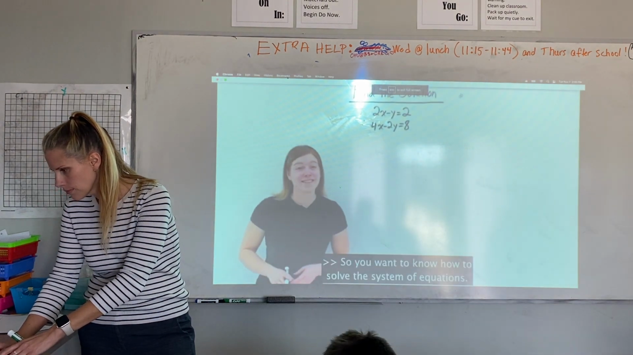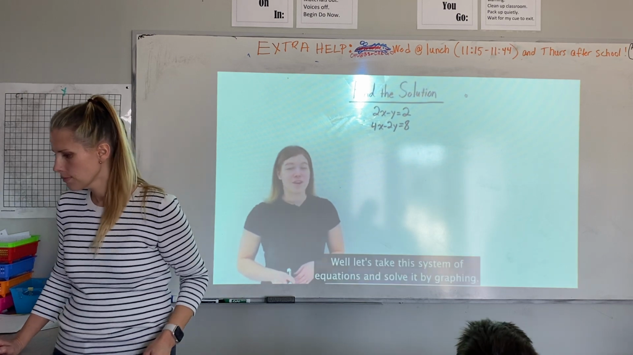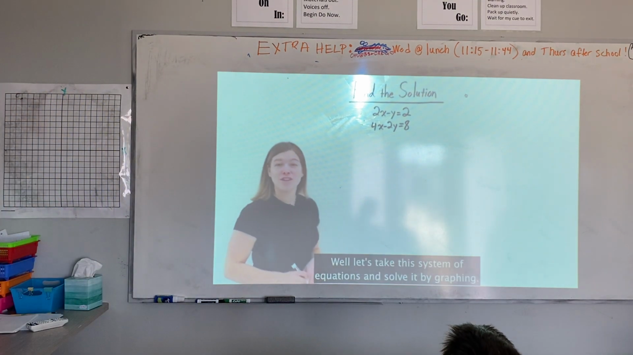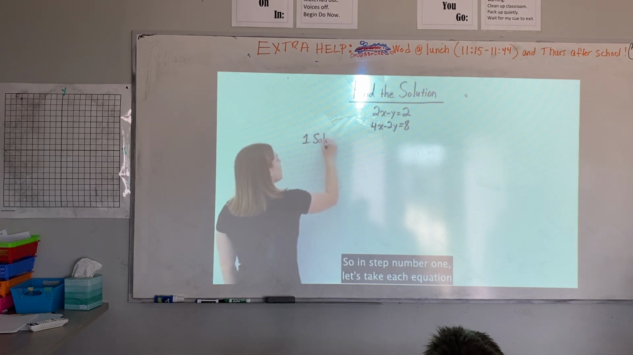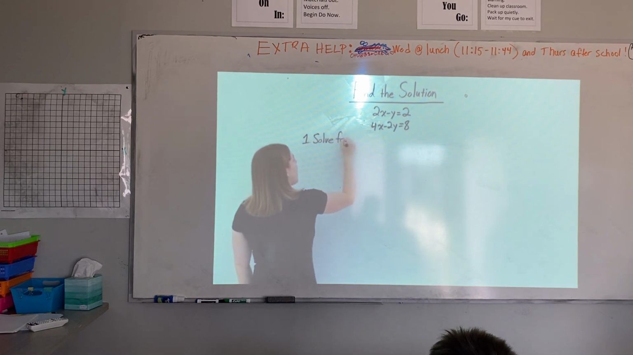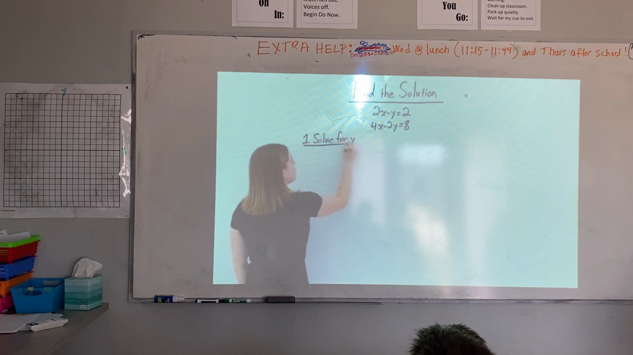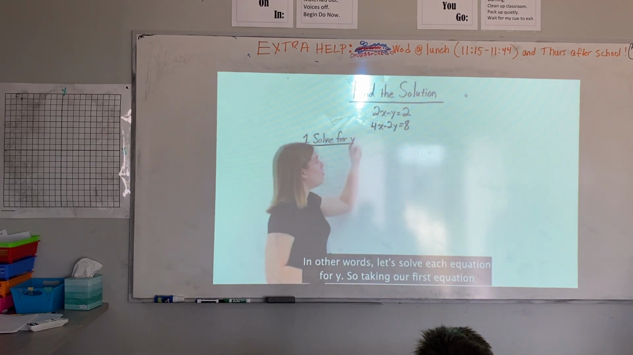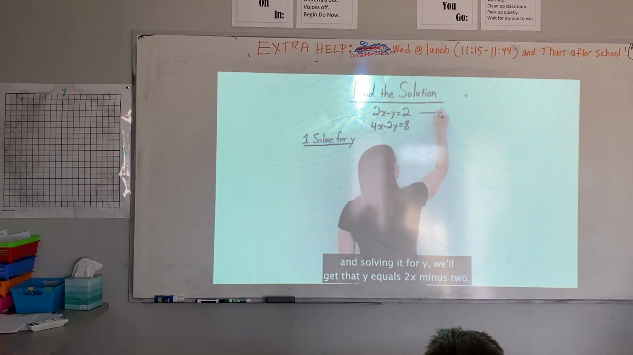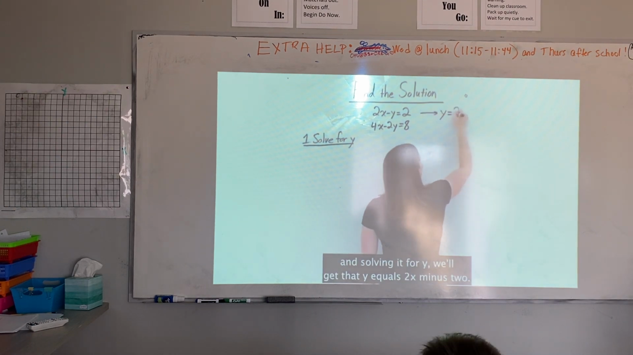So you want to know how to solve the system of equations. Well, let's take this system of equations and solve it by graphing. So in step number 1, let's take each equation and put it into slope-intercept form. In other words, let's solve each equation for y. So taking our first equation and solving it for y, we get that y equals 2x minus 2.